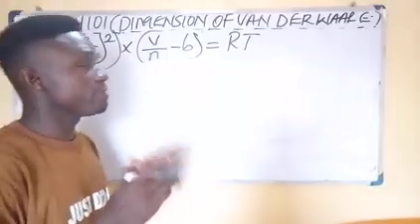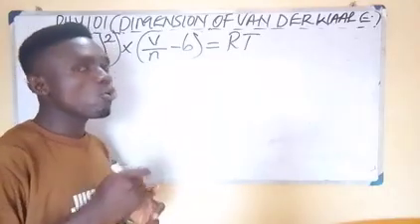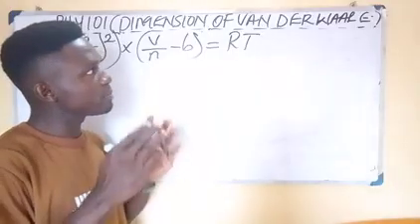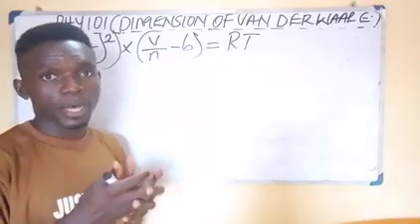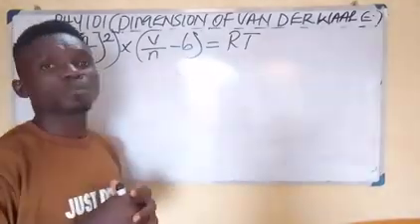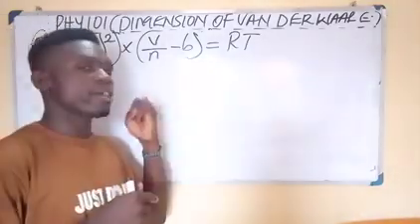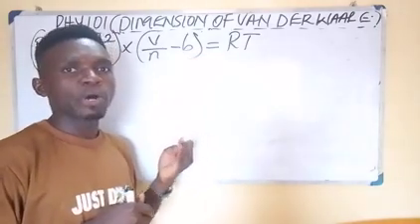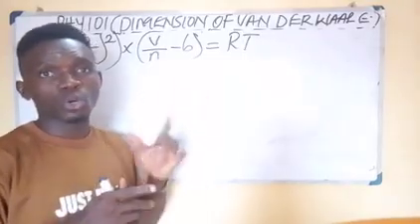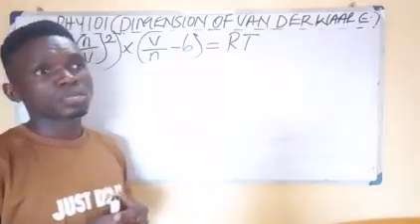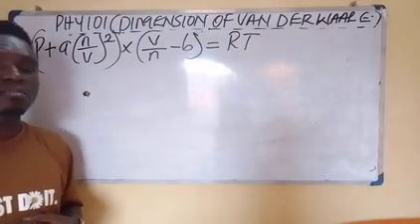The b stands for the finite volume, or excluded volume, or co-volume. It represents the volume which the gas molecules themselves occupy. It therefore means that b is responsible for the molecular size. I take it again: b stands for finite volume, or co-volume, or excluded volume. And a stands for the intermolecular forces between the gas molecules.